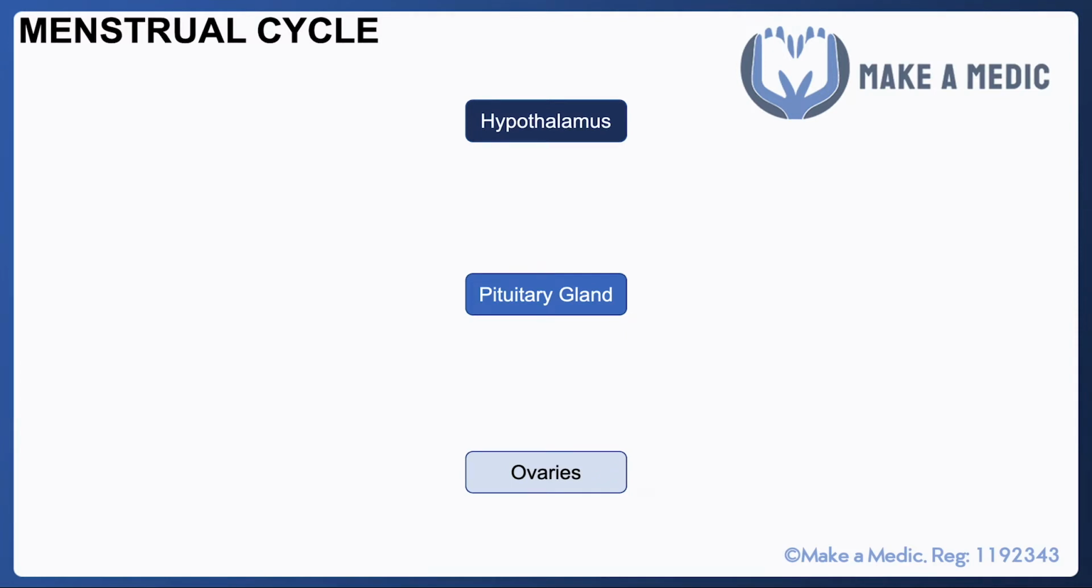So in this diagram, green is going to be a positive influence, that is basically increasing the production of various hormones from these three different parts of the axis, and red is going to be an inhibitory effect. So first of all, the hypothalamus releases gonadotrophin-releasing hormone, GnRH, which stimulates the pituitary to produce LH and FSH. This then acts on the ovaries, leads to the development of follicles, and essentially drives much of the menstrual cycle.